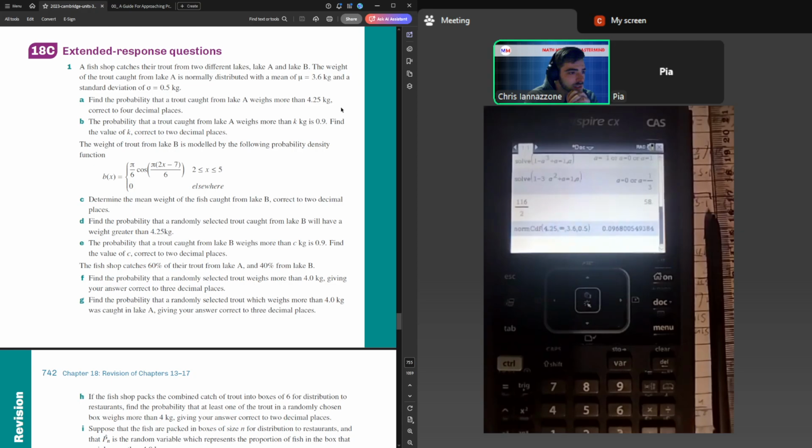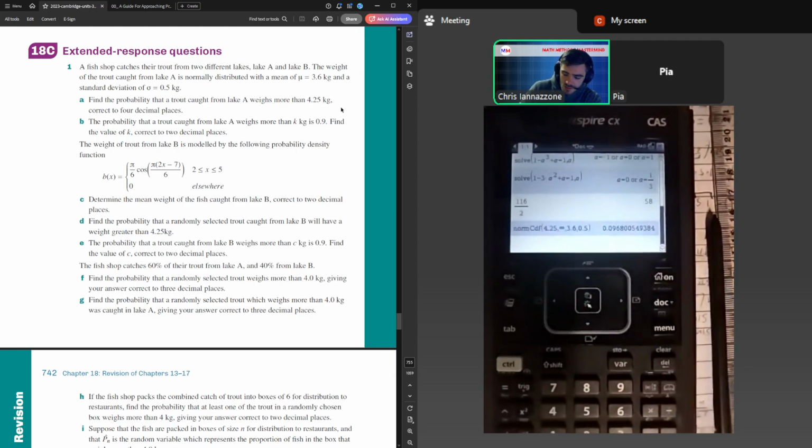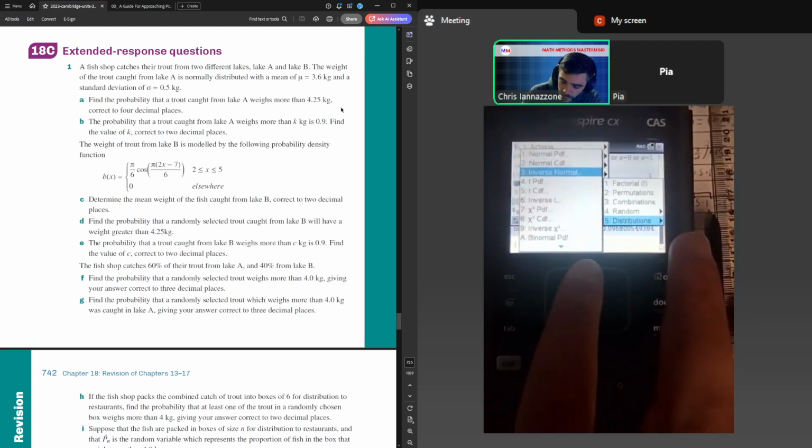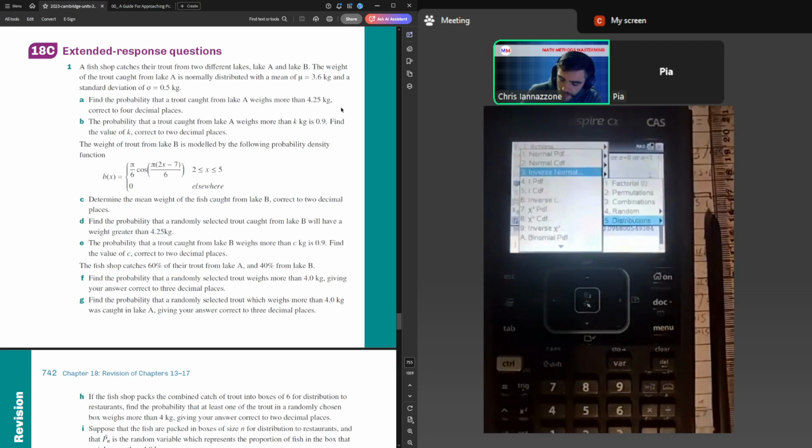Next up, part B. The probability that a trout caught from Lake A weighs more than some number of kilograms is 0.9. So we don't know the weight, but we do know the probability of that particular thing occurring, and our goal is to figure out the value of K. This is another CAS function. It's either going to be 1, 2, or 3. Definitely not 2, because we just used that for a range of probabilities. So that boils down to two possible things.